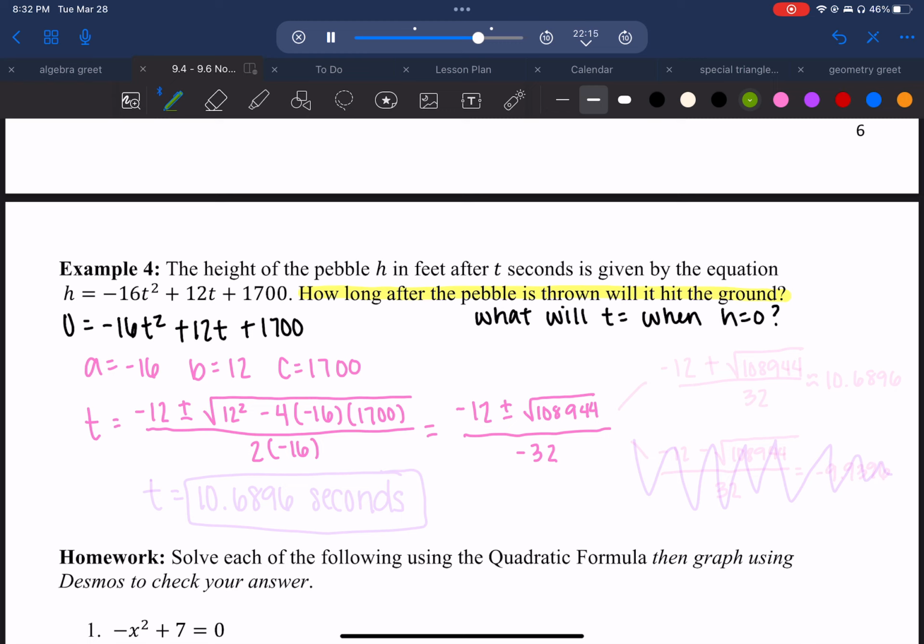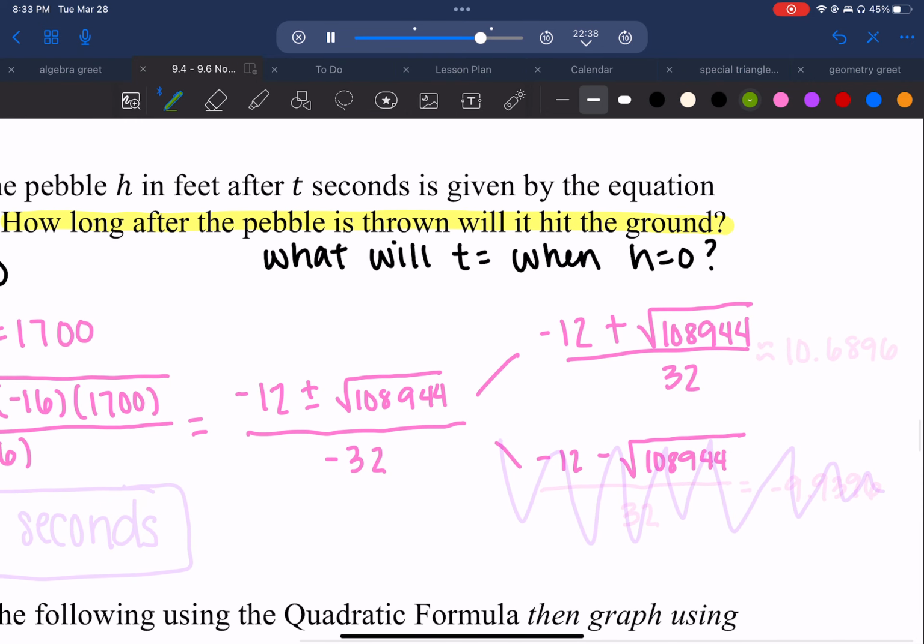So if we go ahead and split that up into -12 plus the square root of 108,944 over -32, and -12 minus the square root of 108,944 all divided by -32. Go ahead and take a moment and calculate that and approximate the decimal.